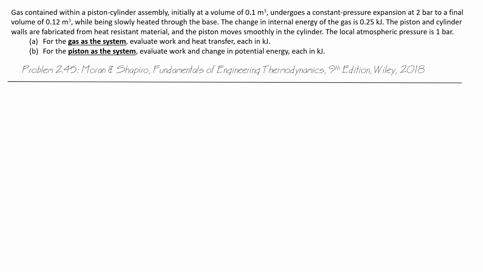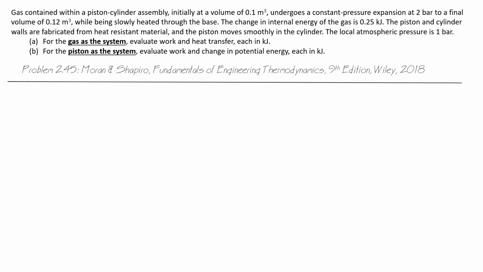It initially has a volume of 0.1 cubic meters, and it undergoes a constant pressure expansion at 2 bar to a final volume of 0.12 cubic meters while being slowly heated through the base. The change in internal energy of the gas is 0.25 kilojoules. The piston and cylinder walls are fabricated from heat-resistant material, and the piston moves smoothly in the cylinder. The local atmospheric pressure is 1 bar.